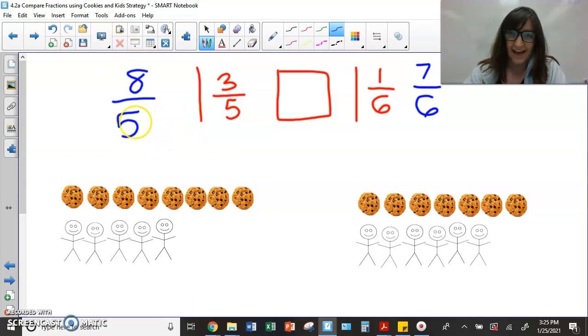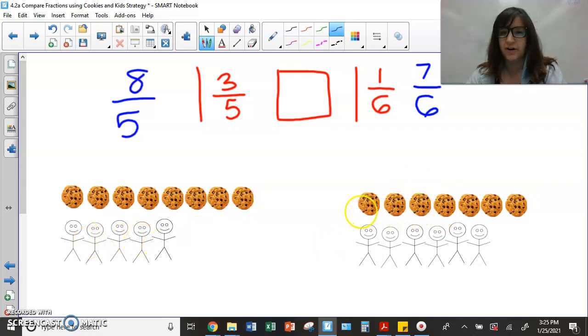When I'm looking at that, I'm seeing that there are 8 cookies to share with 5 students. Ooh, there's more cookies than students. So each kid is going to get a little bit over 1 whole, whereas in the other problems, they were getting less than a whole. So this group looks like they've got it pretty good. They've got a lot of cookies to share with 5 of them.